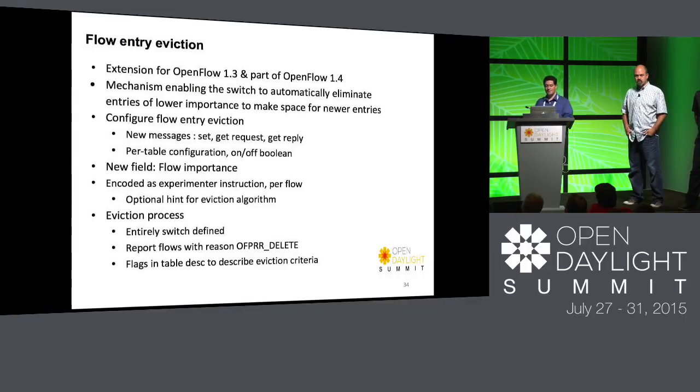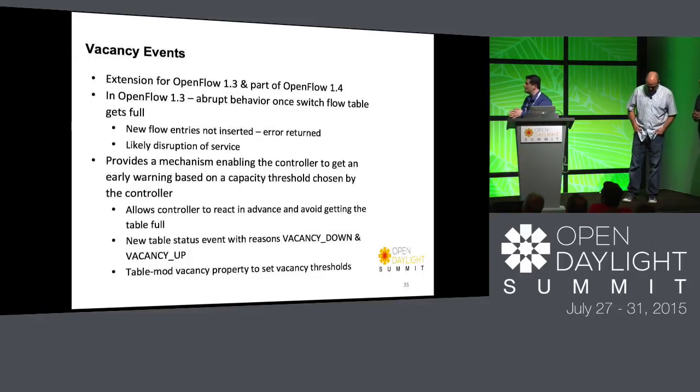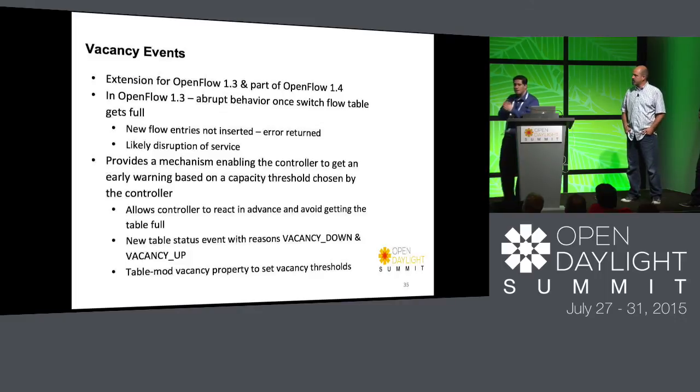And the next one is a related one. It provides a mechanism for the controller to get an early warning, based on the capacity threshold which has been chosen, that your flow table is getting full, and it allows the controller to react in advance to remove a set of flows if it thinks that these are the lower priority flows.